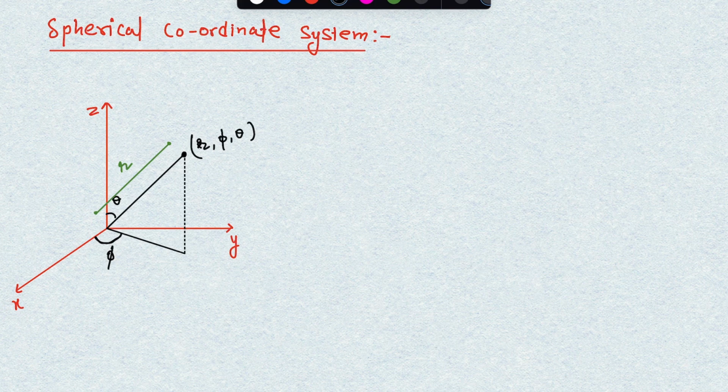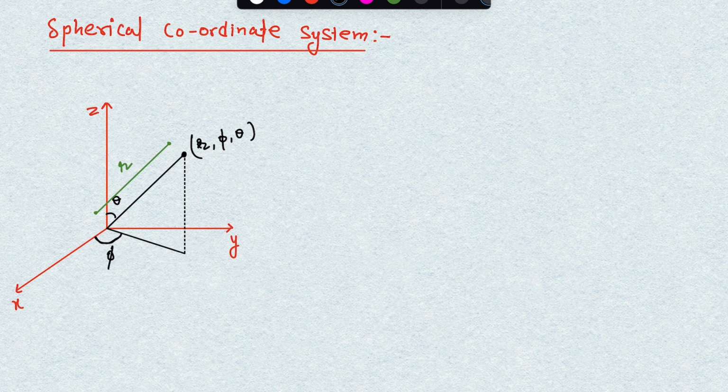Hi students, welcome to this lecture on the spherical coordinate system. In this lecture we are going to learn about the spherical coordinate system, and we will also learn how we calculate the solid angle because of part of the spherical surface.